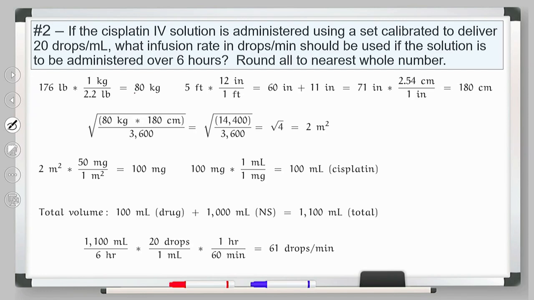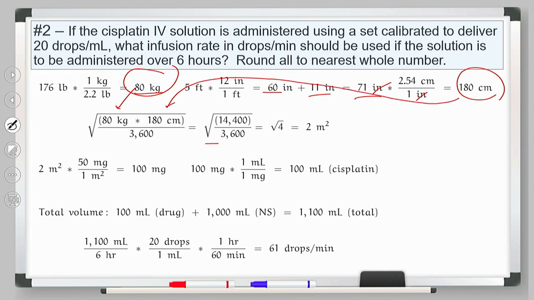I need their weight in kilograms, so 176 divided by 2.2 is 80 kilograms. I needed to take the fact that they were 5 foot 11 inches and convert that to inches, so 5 feet is 60 inches, plus the 11 inches means their height is a total of 71 inches, times 2.54 centimeters per inch gives me their height in centimeters and their weight in kilograms. Once I have that, it's a plug and chug into the formula, making sure I do my square root right, and I ended up with 2, rounding to 2 meters squared. So this patient's BSA is 2 meters squared.